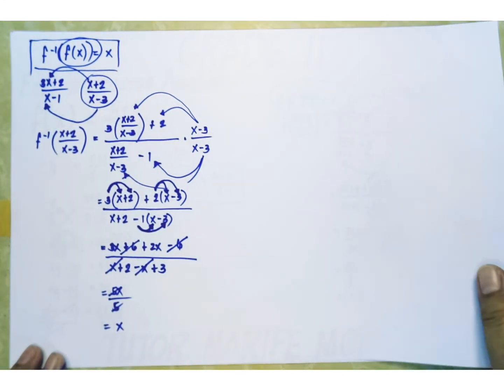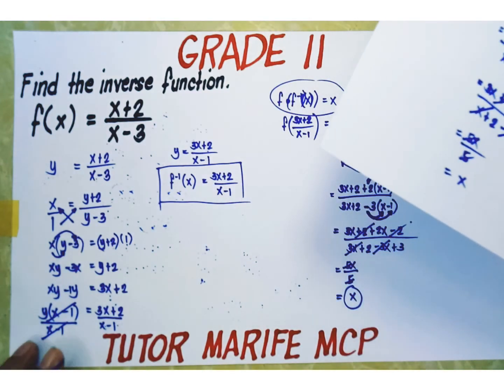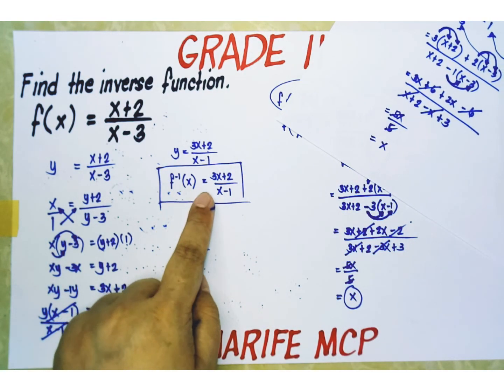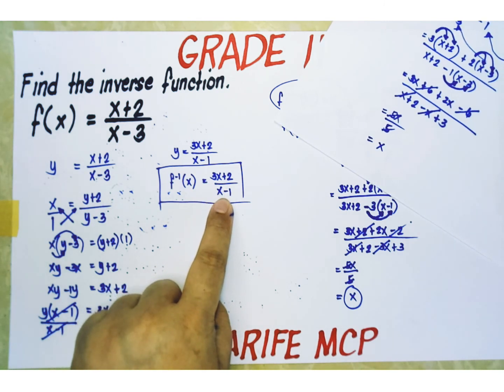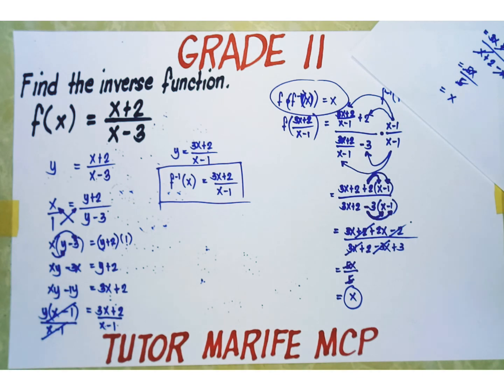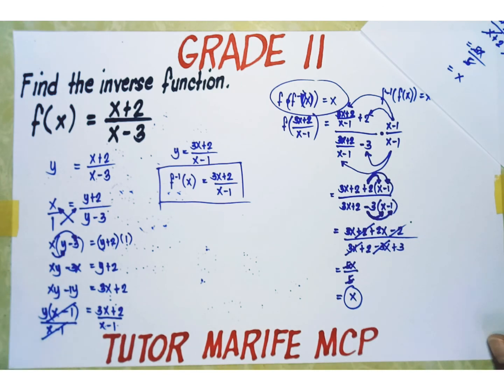Therefore, we validated that our inverse function f to negative 1 of x equals 3x plus 2 over x minus 1 is correct.